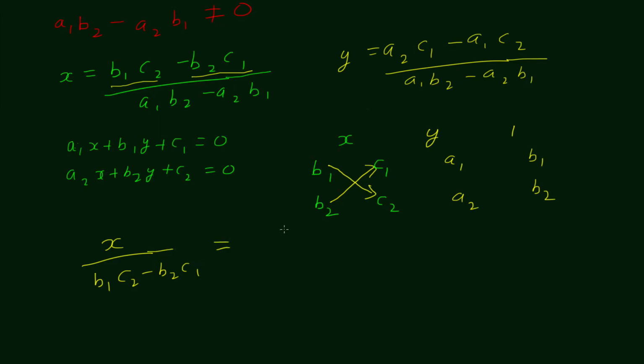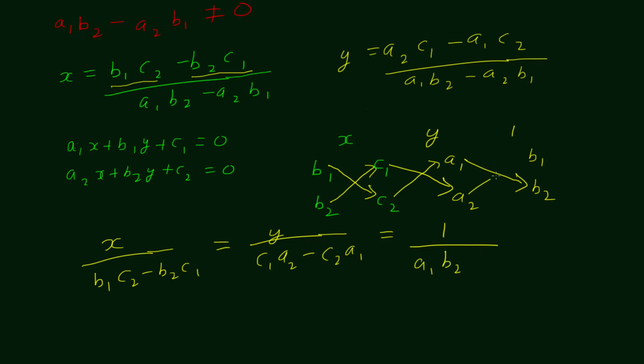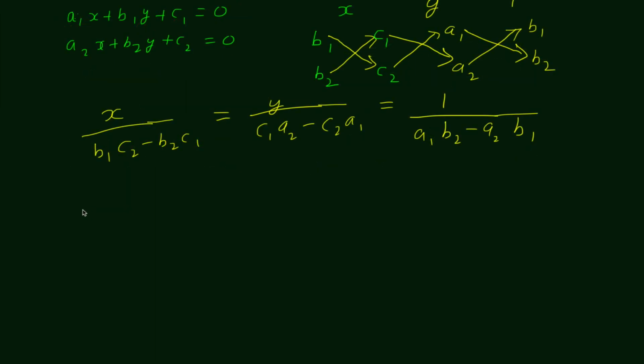Okay, this will be equal to, now for y, we write y divided by c1 a2 minus c2 a1, and this will be equal to 1 divided by a1 b2 minus a2 b1. And now you can directly plug in the values here and find out the solution. Okay, so let us quickly do an example here.